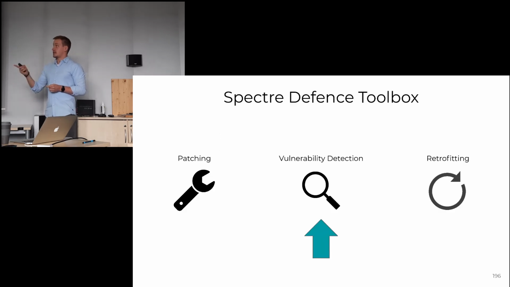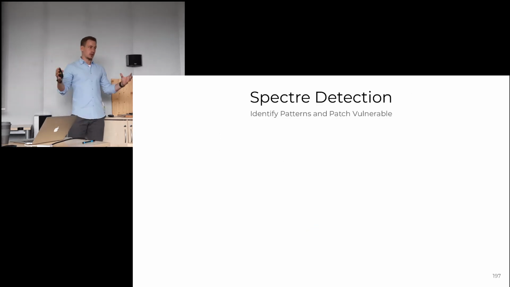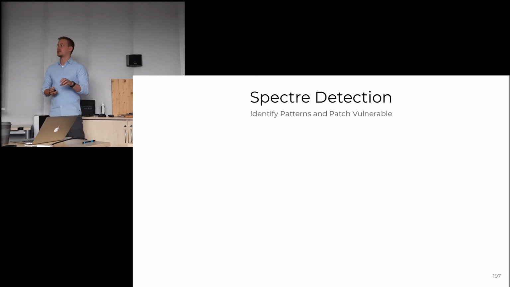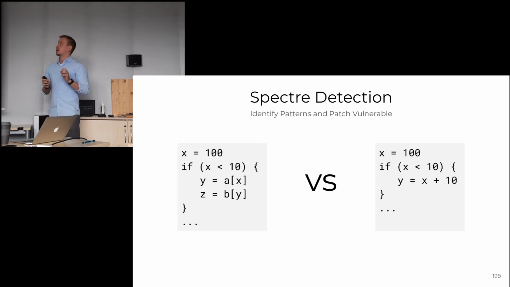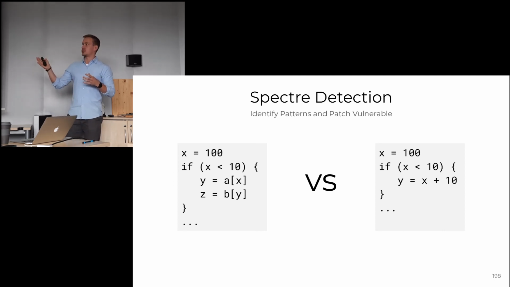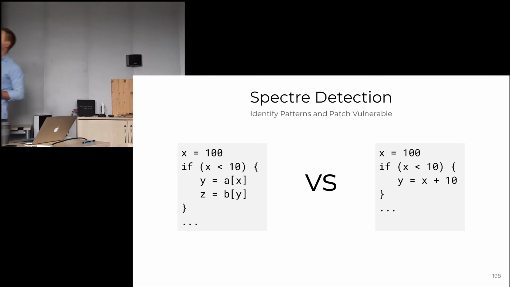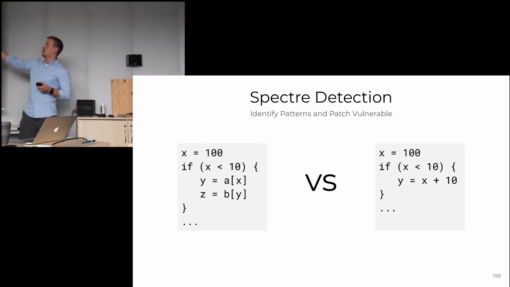Now, the second approach would be not to protect the whole application, but only the parts that are vulnerable. So we want to find a vulnerability and only patch it. How does it work? Look at these two code snippets and compare them. In the left case, we have memory accesses, and in this case, we do not have memory accesses. It's just an arithmetic operation, but we have a conditional branch in both cases.